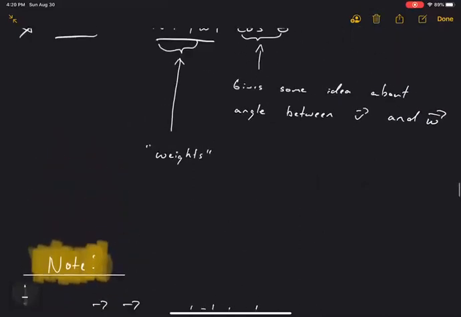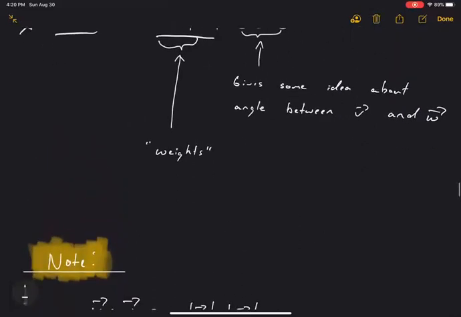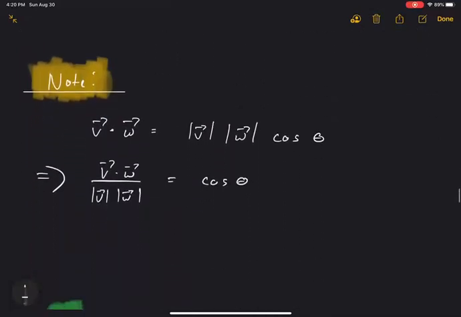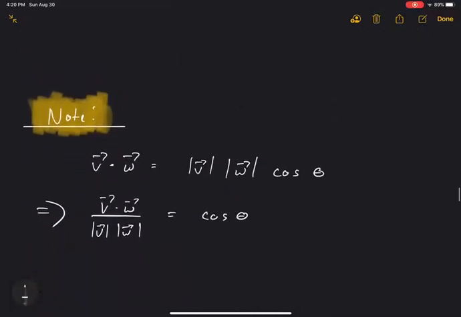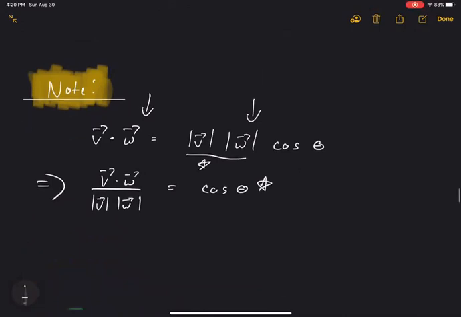An important note: what if I want to find the angle between two vectors? If I can find their dot product, I know v dot w equals this, and I rearrange and divide both sides by these magnitudes. These are just numbers, just scalars. So we divide both sides by these, and then I get cosine by itself. Then maybe I could take inverse cosine to get the angle between the vectors.